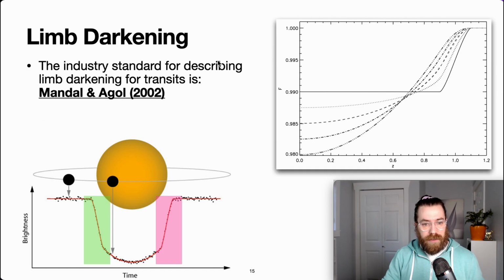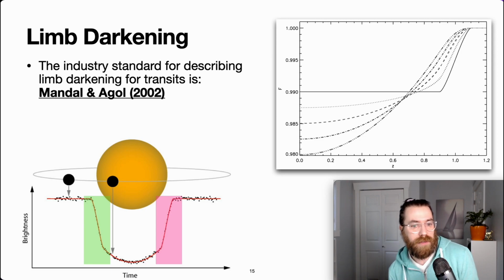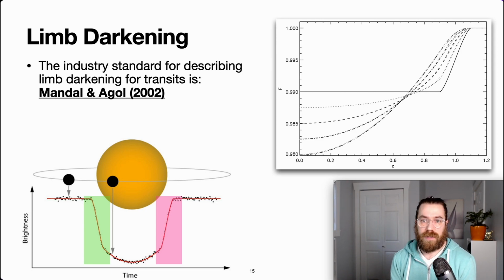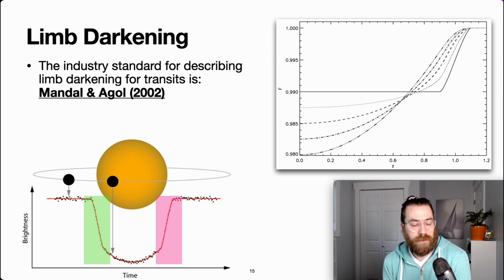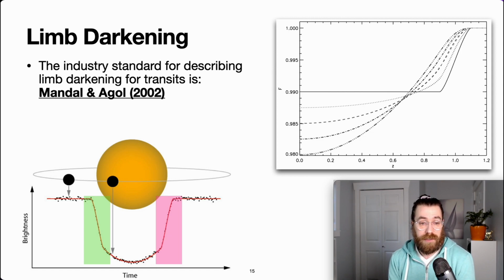The industry standard, what everybody uses, is called the Mandel and Agol model, which was written in 2002. Agol, the name should be familiar to you. This is Eric Agol, who is a professor here at UW Astronomy. This paper is an extremely important paper.